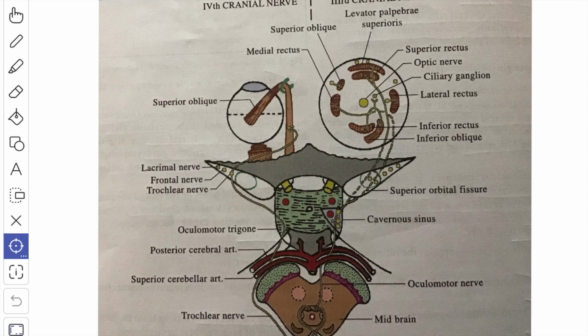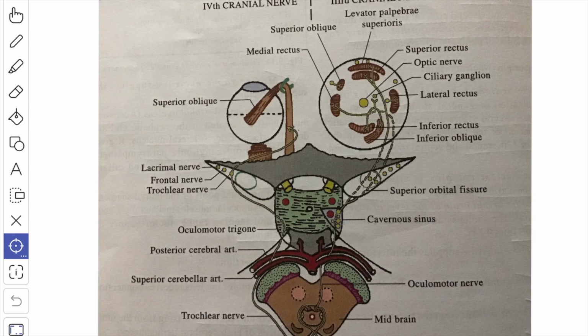Then it passes forward in the interpeduncular space between the posterior cerebral artery and the superior cerebellar artery. So the nerve passes in between the posterior cerebral artery and the superior cerebellar artery. Then the nerve accompanies the lateral side of the posterior communicating artery. So this is the posterior communicating artery. So it accompanies the lateral side of the posterior communicating artery.